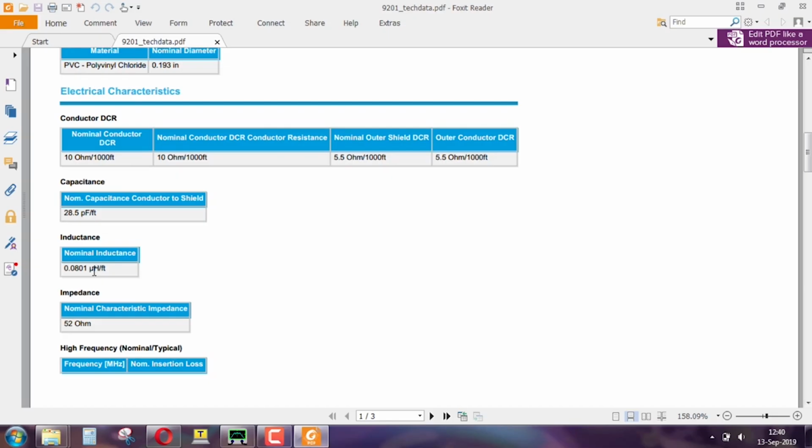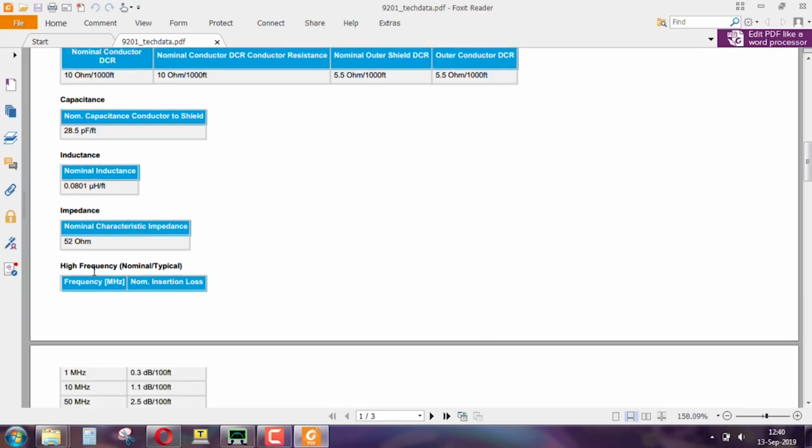This at least that much you should be knowing. You cannot absurdly write Henry, Farad, etc. So, these are very tiny values of capacitances and tiny values of inductances. This is just for you to get a feeling for the numbers in actual cables.